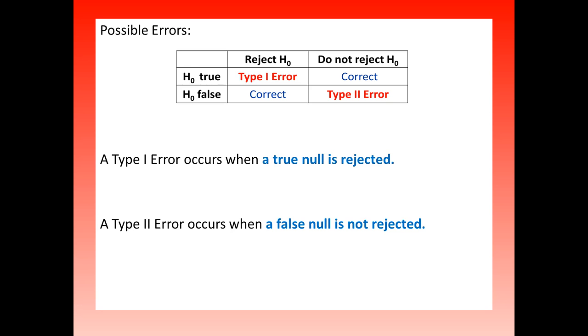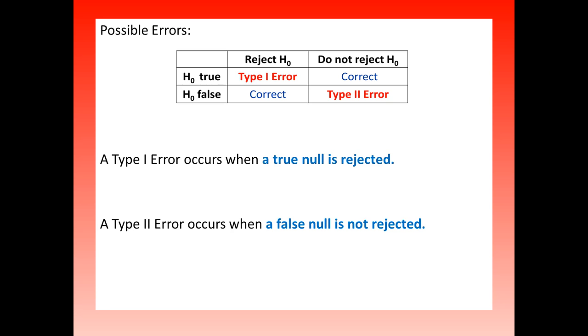You can also have the reverse, where the null is false, but the statistic ends up giving you a p-value that's too big to reject the null, and so you don't reject the null. That's also an incorrect decision. That would be a type 2 error. Like it says underneath the table, a type 1 error happens when a true null is rejected, and a type 2 error happens when a false null is not rejected.